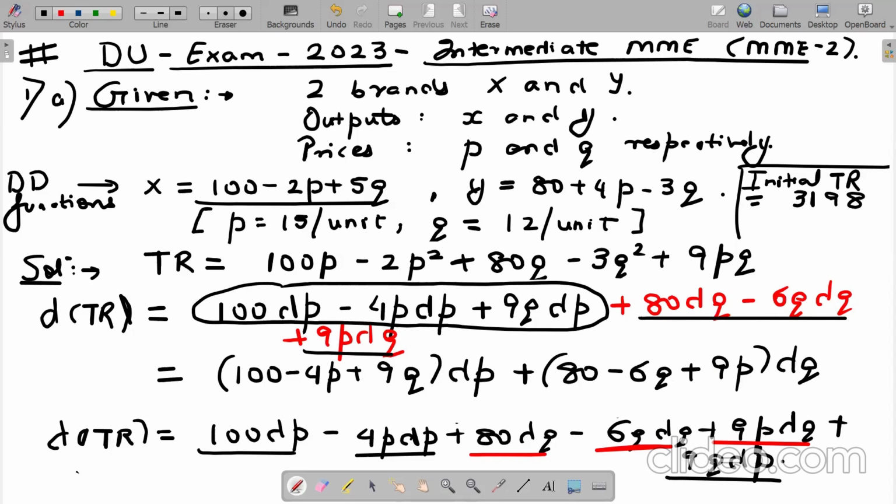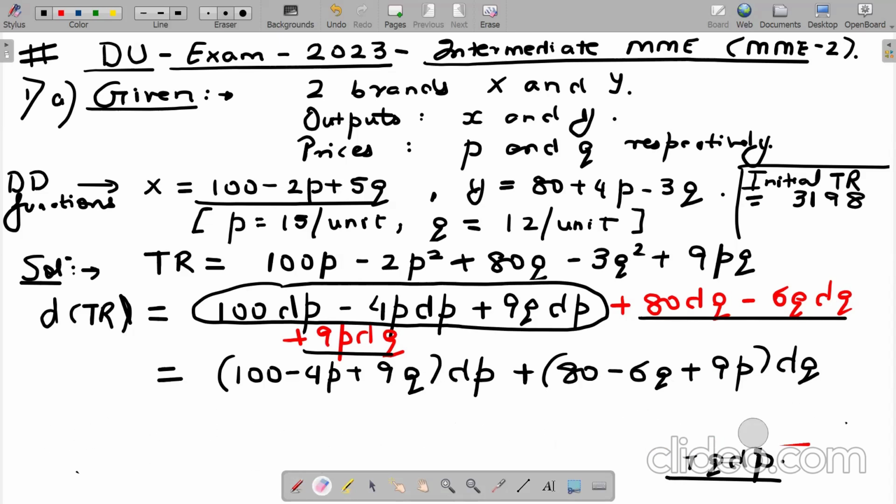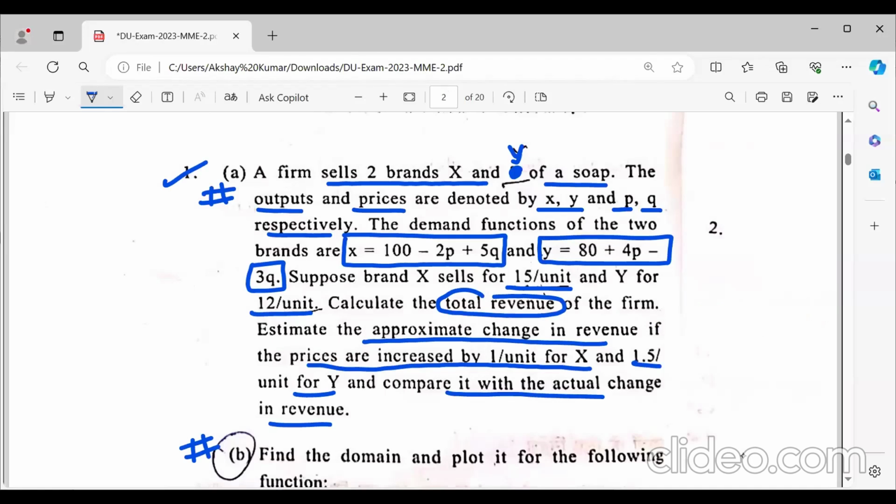In the question, what are we given? If I erase the bottom portion completely now. In the question, we are given that price changes. If I come back to the question paper, students can also see this again. Calculate the approximate change in revenue if the prices are increased by 1 per unit for X. So I can say DP is 1 and DQ is 1.5.